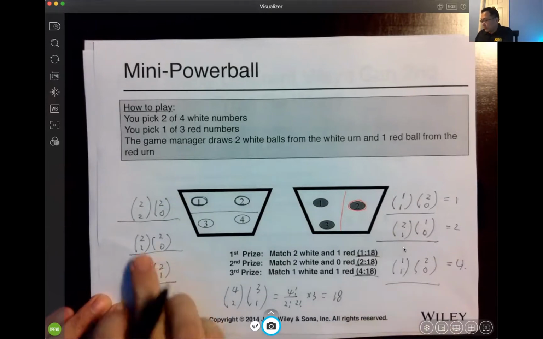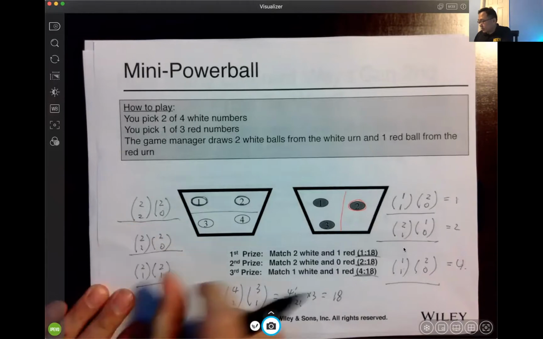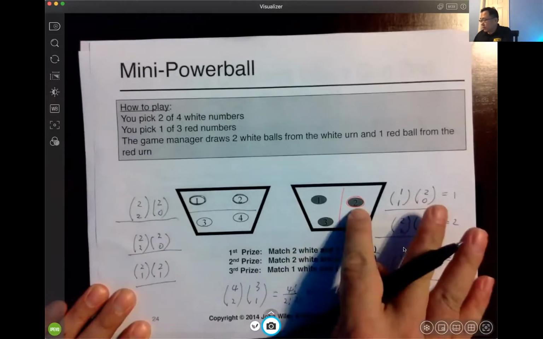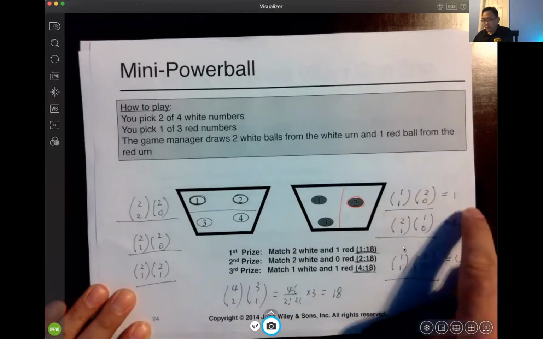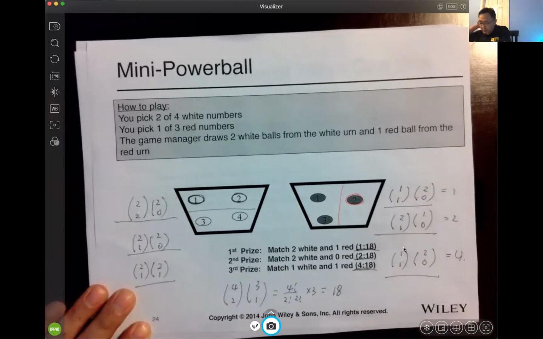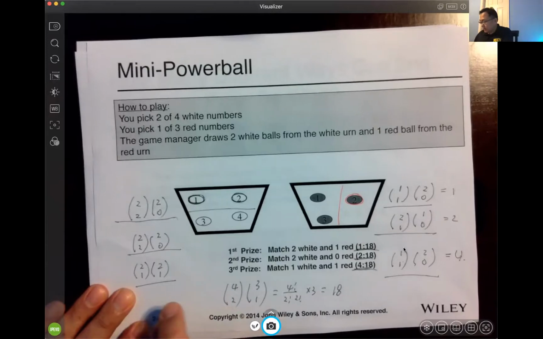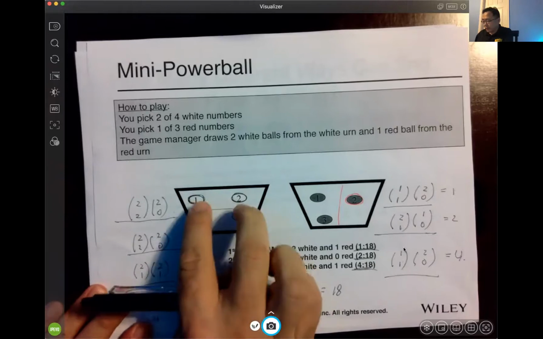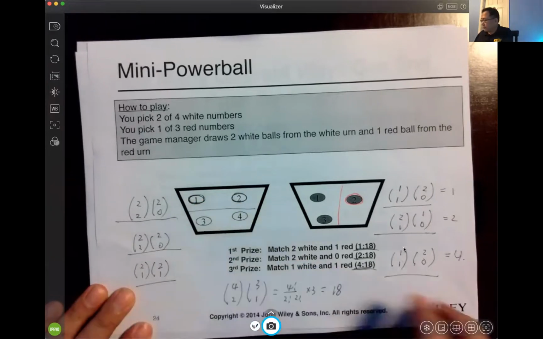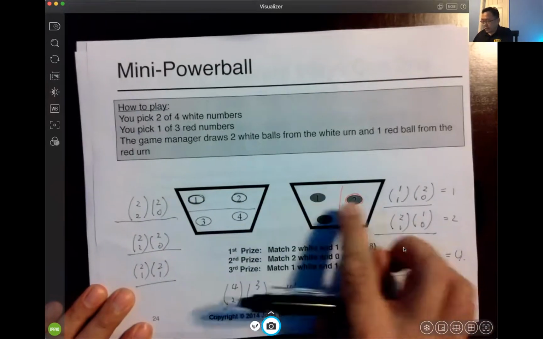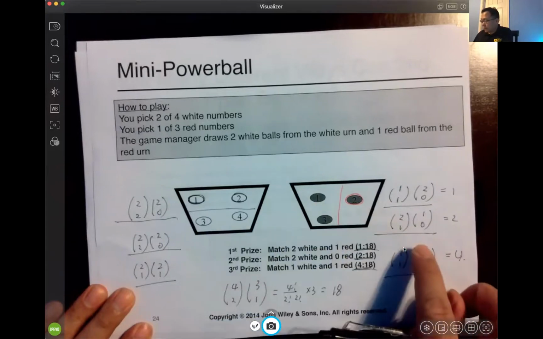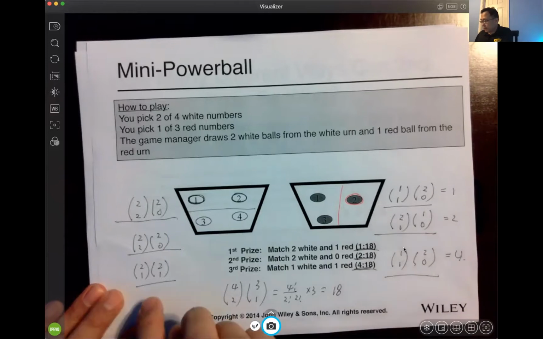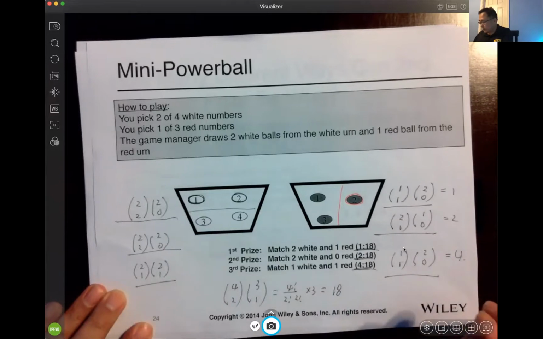Okay, and if I choose 2 balls exactly the lucky ones, and 1 ball exactly the lucky one, I have only 1 combination. Okay, and for the second prize, if I have 2 balls from the white urn that are lucky ones, but 1 ball from the right urn is an unlucky one, then that will be 2 combinations, and the third prize there's 4 combinations.